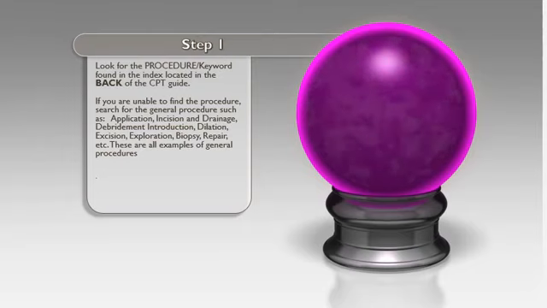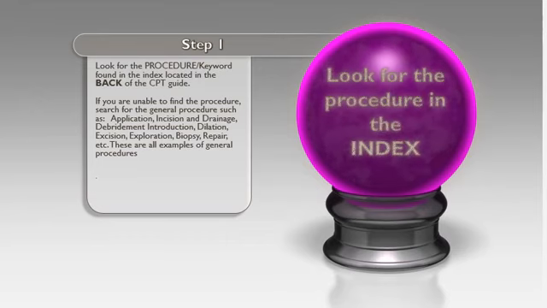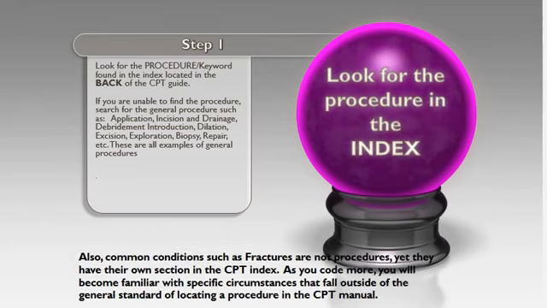So I would just say, if you're a new coder and you don't really know what these procedures are as you get started, you have to use some of these techniques to help yourself out. So if you can't determine what the procedure is, what is that action word going on in that little scenario? And that is your procedure. All right, so step 1, look for the procedure in the index.